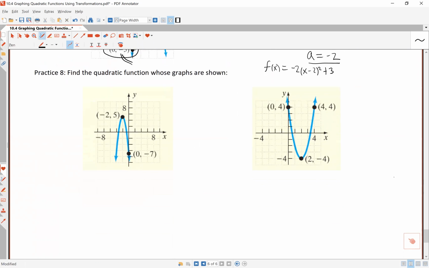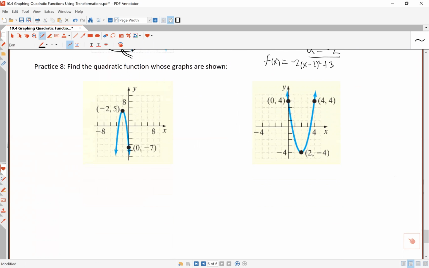Here are 2 practice problems for you to try. I encourage you to press pause on your video and work these out. Then come back when you're ready to see the solution. Now that you've had a chance to work these out, I'll work these out with you.